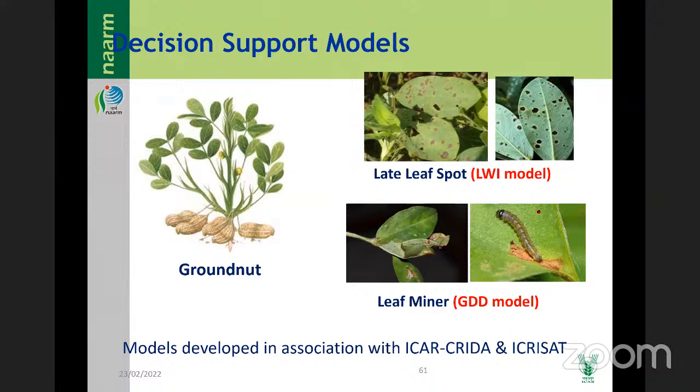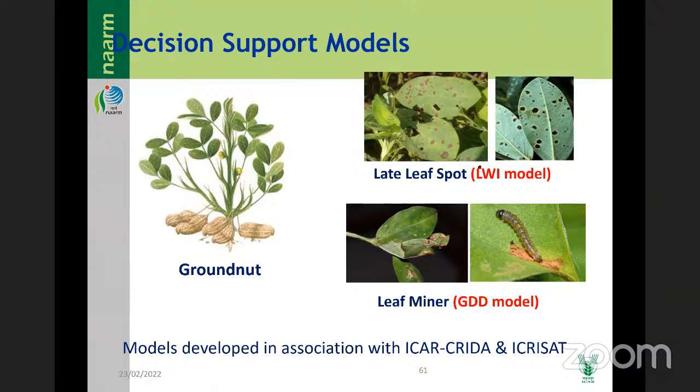So the decision support model means DSS models, knowledge system models, expert systems, decision support systems. So what are the decisions? There is a late leaf spot model. So what is the decision for groundnut? Leaf miner, GDD model.